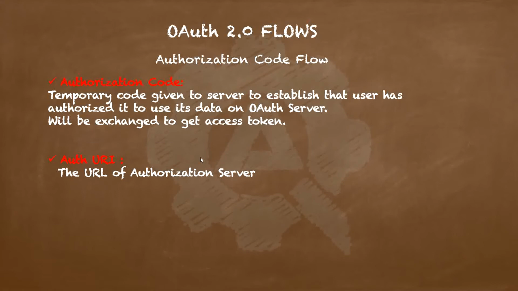Then comes the auth URI. This is the URL of the authorization server. The OAuth client needs to know this OAuth URI so that it can redirect the user to the authorization service, which will give the authorization grant to the client. Now that we have seen all the concepts and the theory behind all of this, let us move on to actually see the flows and try and understand what is happening in OAuth 2.